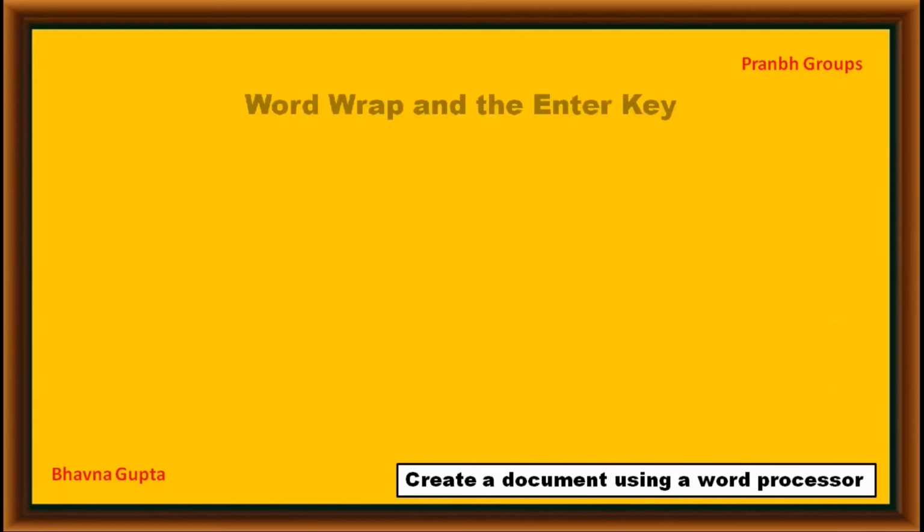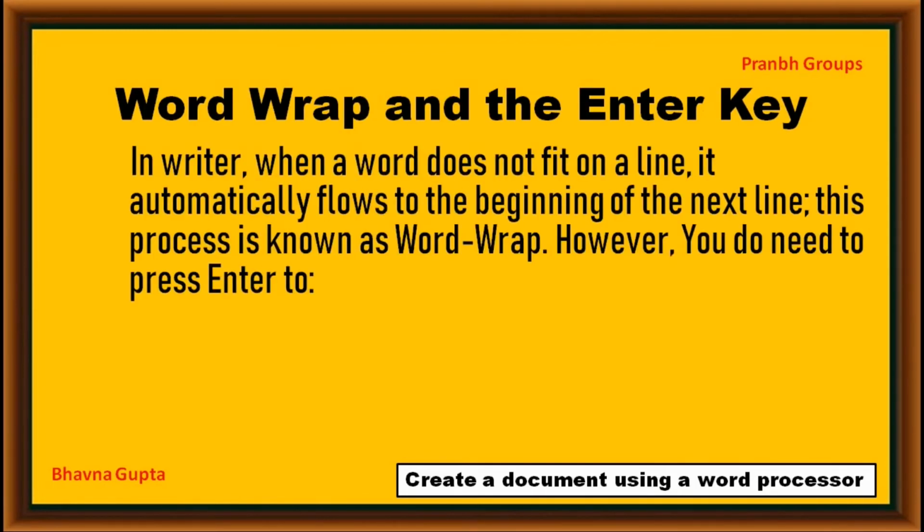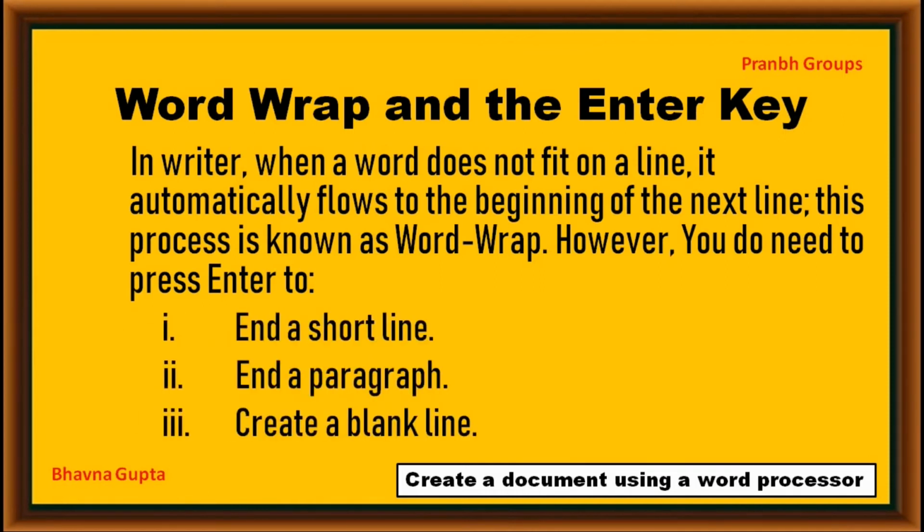Next topic, word wrap and the Enter key. On a typewriter, whenever you want to end a line, you need to hit the return key. In Writer, when a word does not fit on a line, it automatically flows to the beginning of the next line. This process is known as word wrap. However, you need to press the Enter key at the end of a short line, one that does not reach the right margin, second at the end of a paragraph, and third to create a blank line.